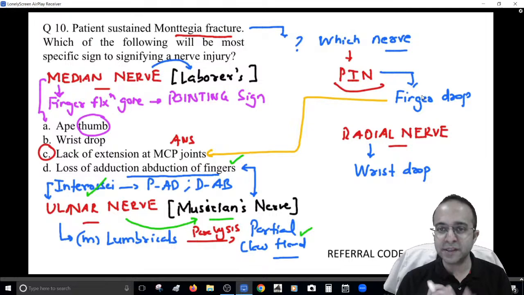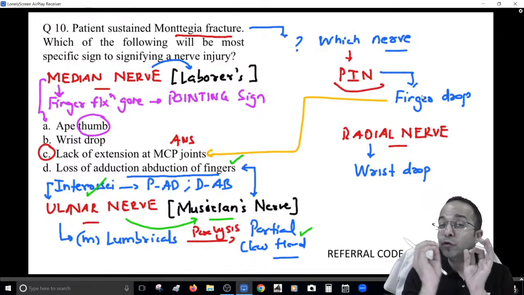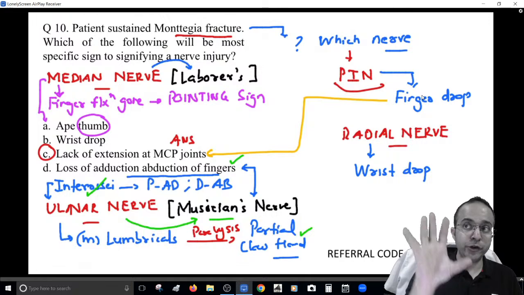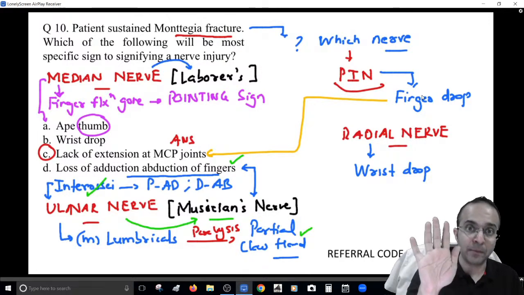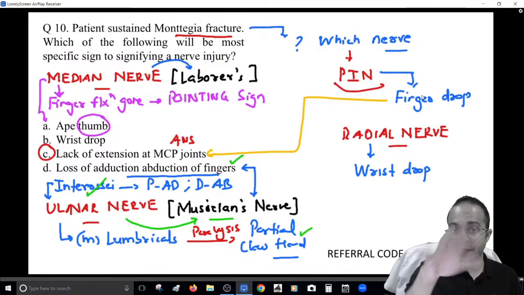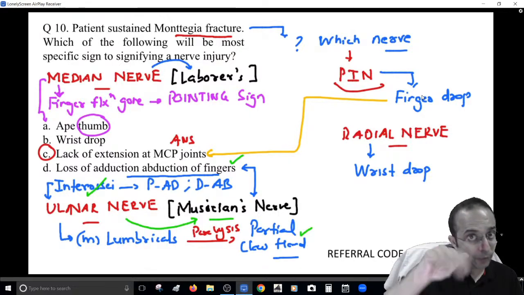So are you clear with the answer here? And are you clear on a spinal level which nerve injury will have those diagnostic signs? You talk of median nerve injury, talk of finger flexion gone, pointing index, thumb flexion and thumb movement gone, ape thumb. You talk of ulnar nerve, adduction, musician's job difficult, claw hand. You talk of radial nerve, wrist drop. You talk of the PAN branch, finger drop. Clear?